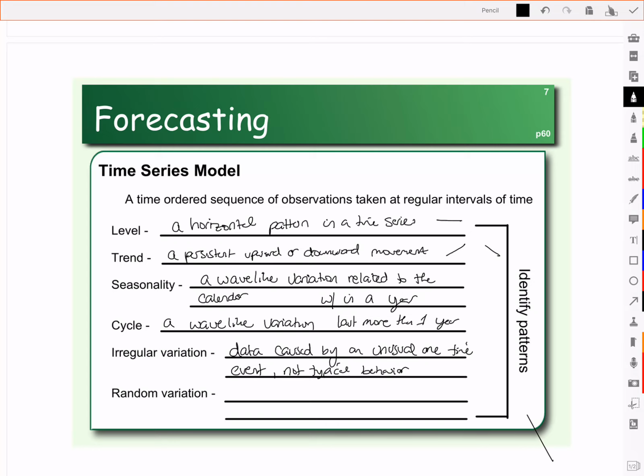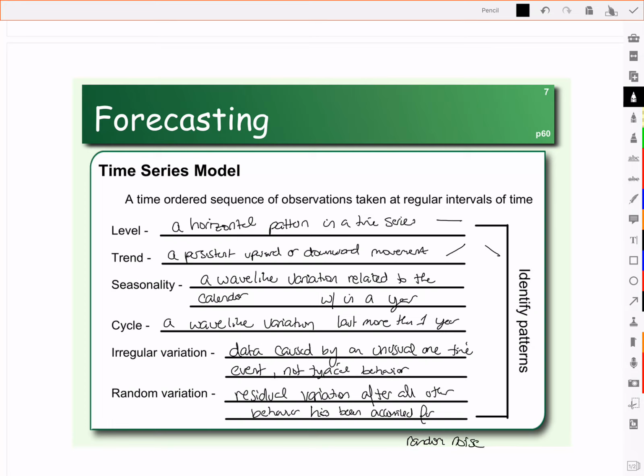And then we have random variation. Random variation is just the residual variation after everything else has been accounted for. So this is really just the random noise. Some of the changes in your data as you're trying to forecast forward will just be random noise.